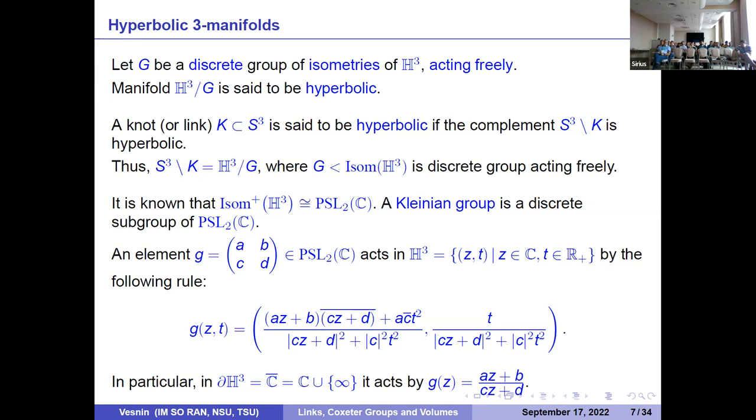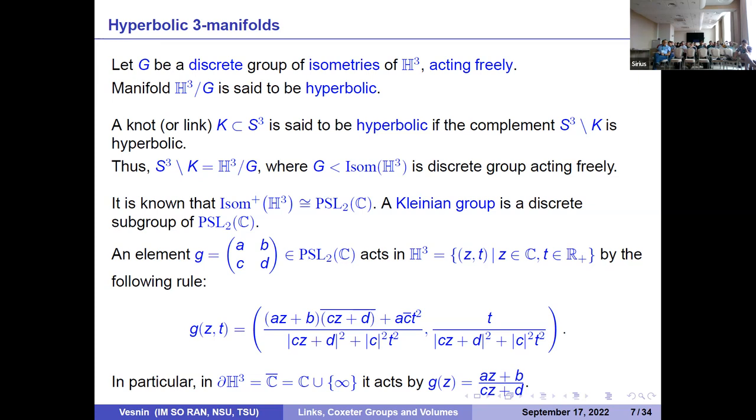And since we're interested in knots and links, we can consider the complement of the knot or link. If it is hyperbolic, we say that the knot or link is hyperbolic. It means that in the complement, you can introduce a Riemannian metric of negative constant curvature, and you work with this manifold with its geometric curvature.